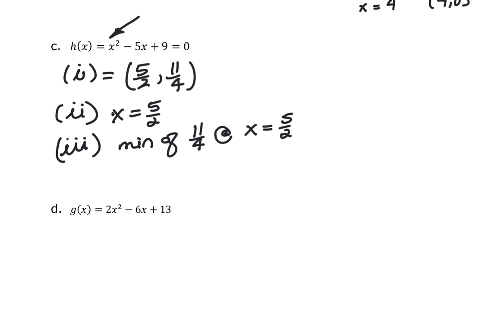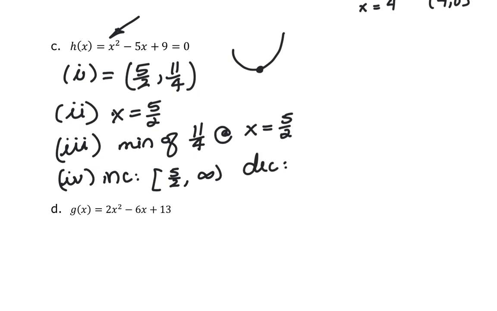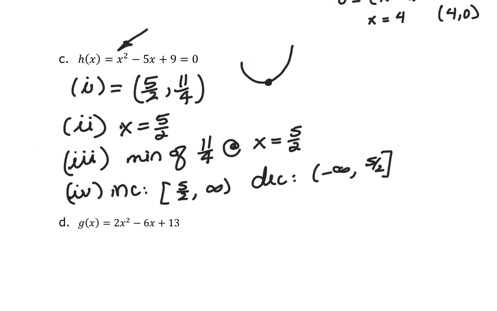The next part, since we know this is opening up like this, we're going to have intervals of increasing. So here's number 4. The increasing interval is the x part that produces the uphill, which is 5/2 to infinity. Decreasing is going to be negative infinity to 5/2. Those are my intervals of increasing and decreasing.